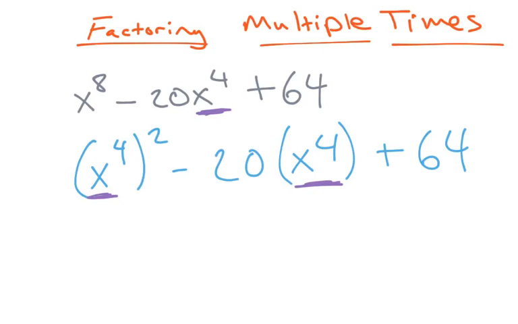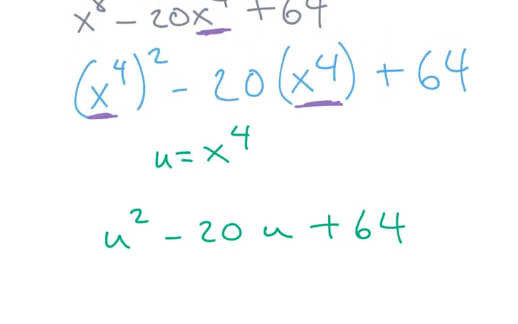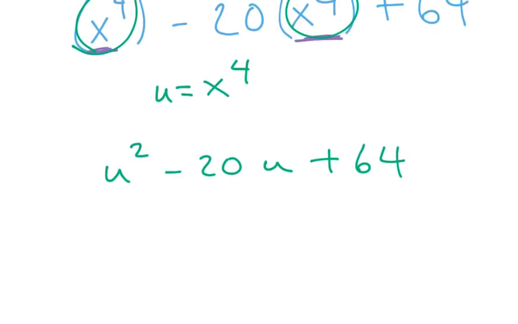From here I do u sub. So I let u equal x to the fourth. And so we have u squared minus 20u plus 64, noting that x to the fourth is being replaced by u. Now we're going to break this down. We say what times what is 64? For sure 1 and 64.